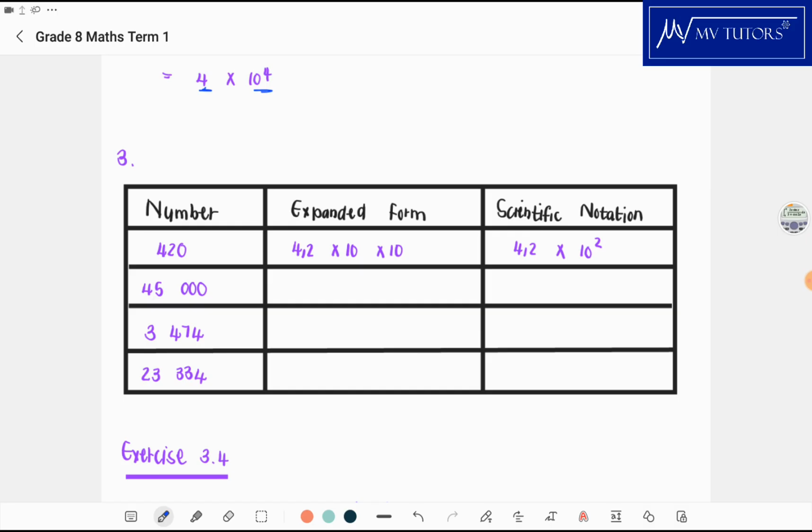What about 45,000? Okay, well, for that, you could have said 45 times 1,000, right? And 1,000 is 10 times 10 times 10. But in scientific notation, we don't want to use 45. We want to use 4.5. Okay, 4.5 times 10,000. And how can we expand 10,000? Well, it's going to be 10 times 10 times 10 times 10. 4 tens. So in scientific notation, it will simply be 4.5 times 10 to the power 4.